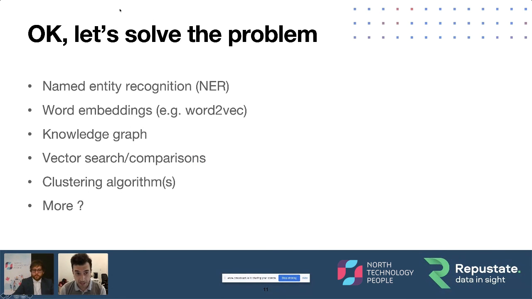So we'll talk about named entity recognition, which is identifying people, places, and things in text. We'll talk about word embeddings, something called word2vec, which helps describe which words are similar to which other words based on similar contexts. We'll talk about a knowledge graph and what it is and how it can help. We'll talk about how to search for vectors and how we can do vector comparisons to help solve these problems. And then lastly, we'll touch on clustering algorithms and how those can help in certain contexts.